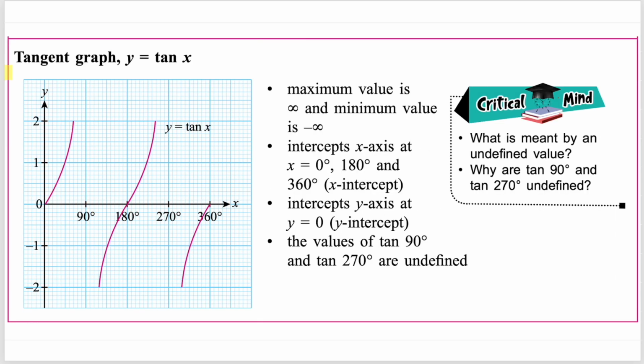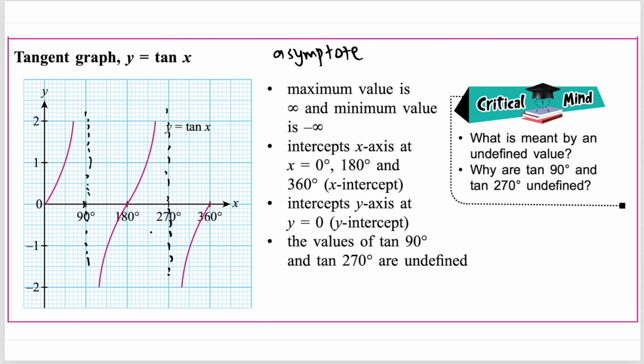Tangent graph: it starts at 0, and then it goes up here, and then you have another curve here and this curve here. I want to introduce you to a term that we call asymptote. So where is the asymptote? The asymptote is here, and also at 270. It means that the graph won't touch this line. It's like a barrier. The graph is only approaching, but it won't touch the line. Here x is equals to 90 and also x is equals to 270.